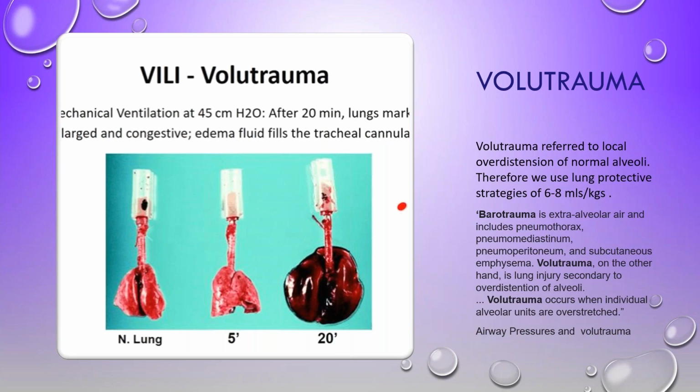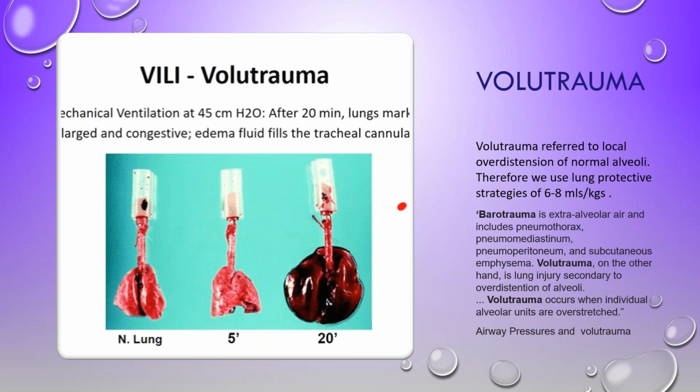Volutrauma refers to local overdistension of normal alveoli. And this is why we use this rule of thumb of milliliters per kilogram. It is very important to remember that the harder you squeeze, the bigger the volume you put in there. Remember that very early on in the lecture, we spoke about how many mils a lung can actually take. So you've got to be very careful with that.